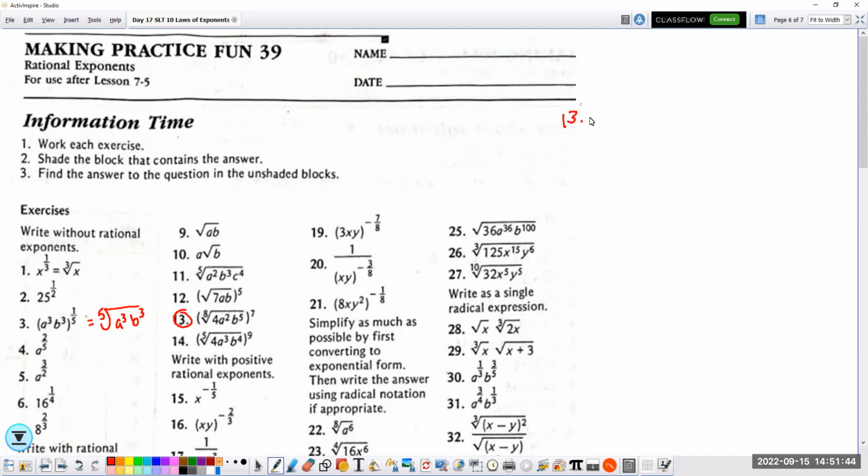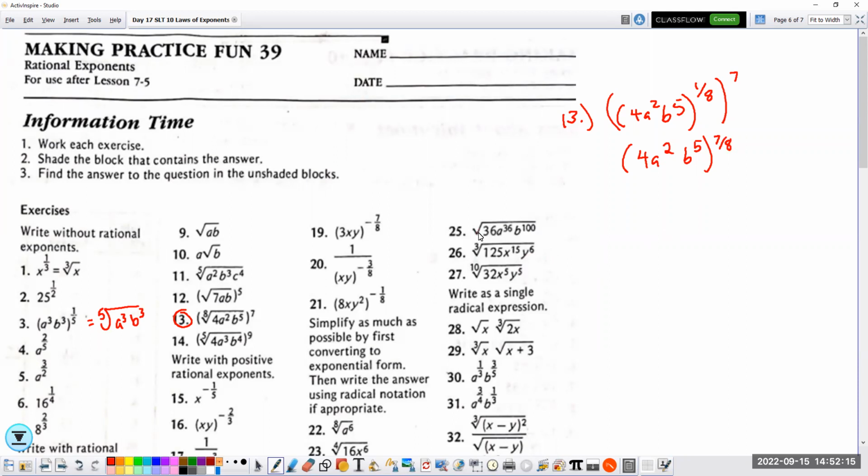So 13, I've got 4a squared b to the 5th. And that's the 5th root. So it's going to be a 1, I'm sorry, the 8th root. So it's going to be a 1/8 power. And then all to the 7th. When I raise a power to another power, I multiply. So I'm going to keep 2a squared b to the 5th. And then I'm just going to multiply 1/8 times 7, and I get 7/8.